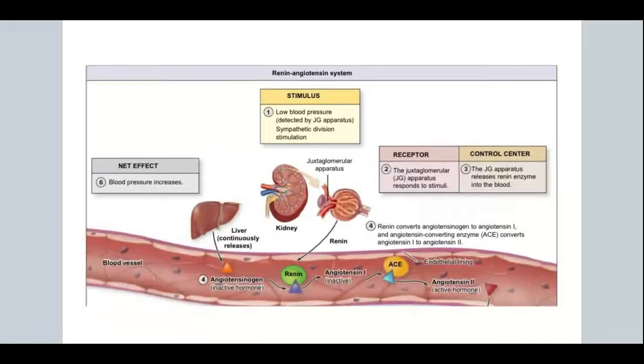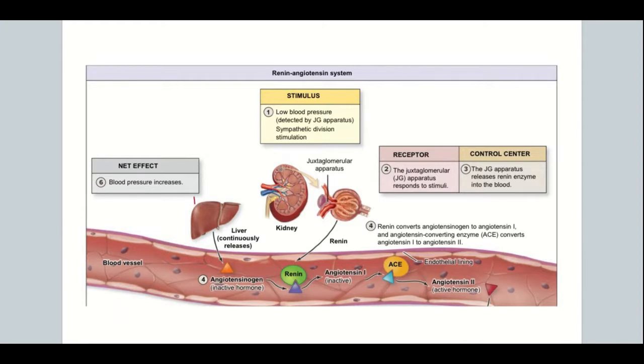So let's look at the renin-angiotensin system first. This is the longest one because it includes several steps, but this is just a review, so I'm going to fly through it because you should already be able to recall some of this. Renin is a substance that comes from your kidneys. It is released by your kidneys when they detect low blood pressure, or it can be stimulated by the sympathetic division. Renin then enters your bloodstream, and in the bloodstream, it will eventually meet angiotensinogen.